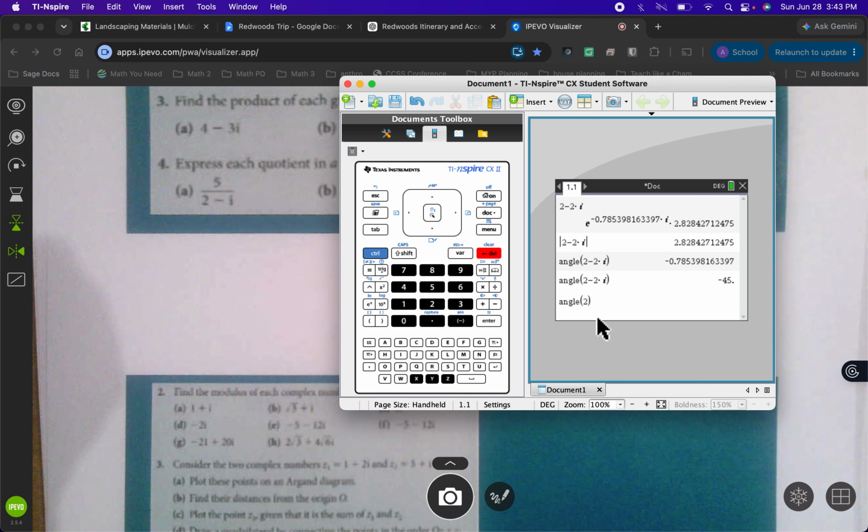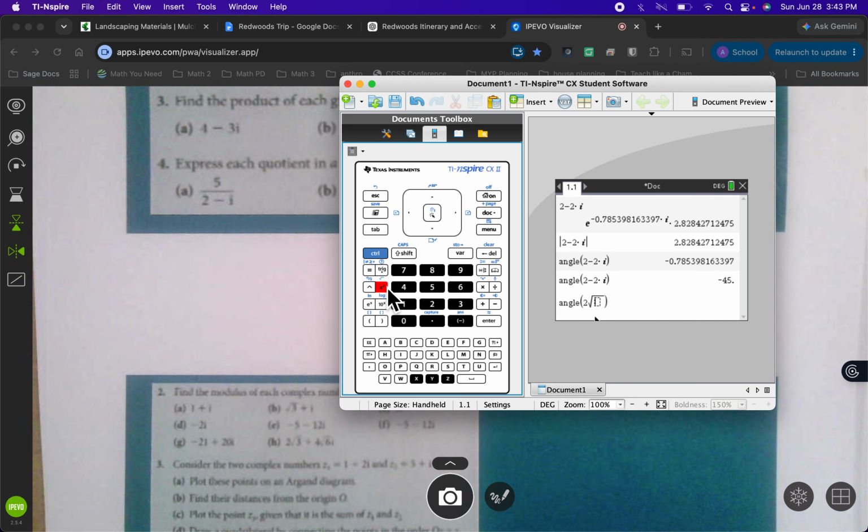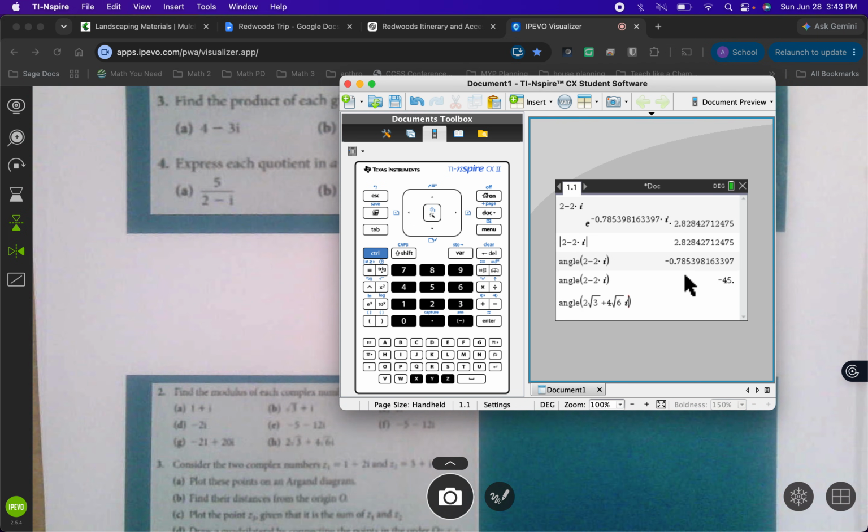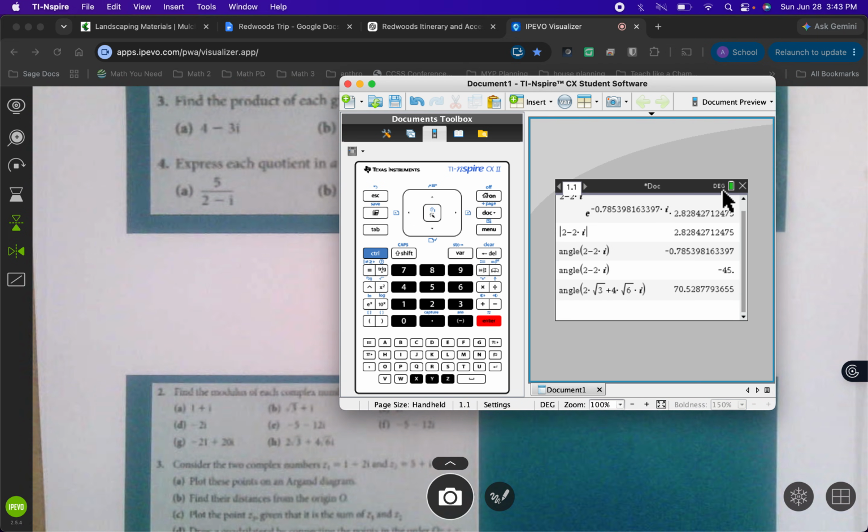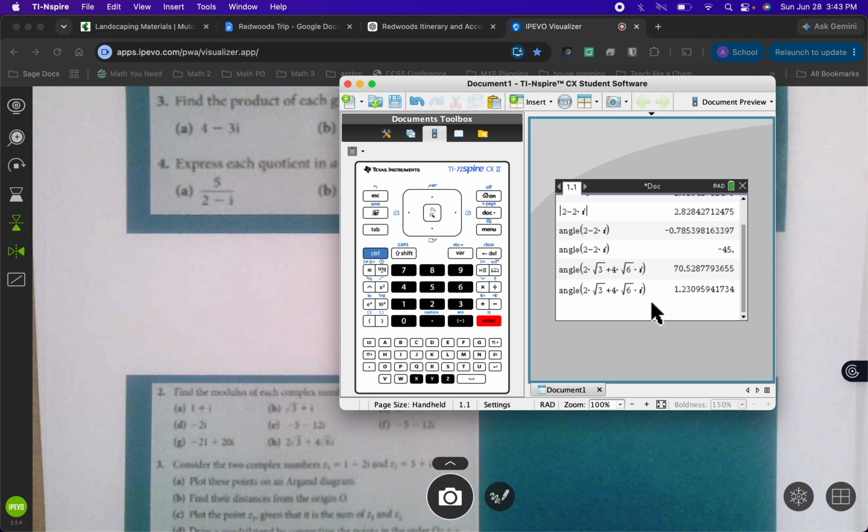Angle 2 root 3 plus 4 root 6, and then hopefully it's going to play nice for us. Let's see. It did. It gave it to us in degrees. Let's do one more here. Give it to us in radians. So kind of a small 1.23 radians.